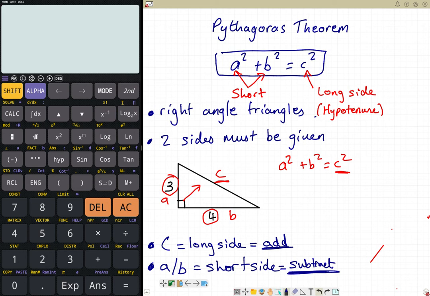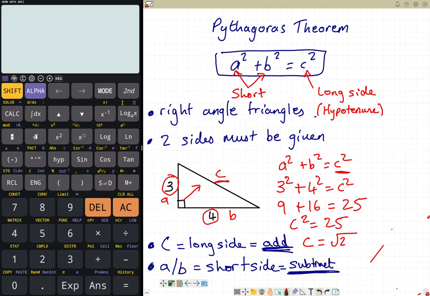So here in this example, I'm trying to work out C, which is a long side, so I'm going to add. First thing I do, 3 squared plus, that's what I mean by adding, 4 squared. That will give me C squared. So 3 squared is 9 plus 16 gives me 25. So C squared equals 25. So C will be the square root of 25, which will be 5. So this length is 5.